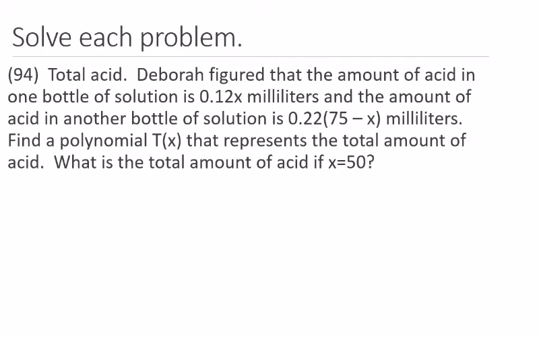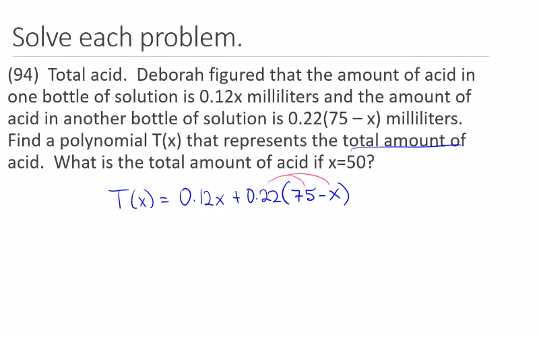All right, so if we're looking for the total amount of acid, then we want to add the amount in one bottle with the amount in the other bottle, right? So I'm just going to say, well, t of x, the total, must equal 0.12x plus 0.22 times the quantity of 75 minus x, right? Then we're going to distribute. So we get 0.12x plus, and 0.22 times 75 is 16.5. And then 0.22 times negative x is going to be negative 0.22x.